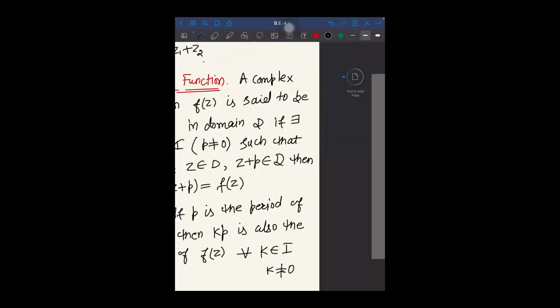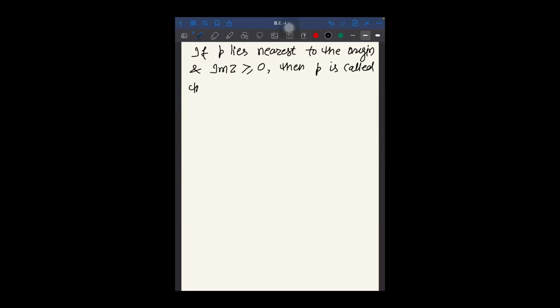So our next important note is what? If P lies nearest to the origin and the imaginary part of Z should be greater than or equal to 0, then P is called the fundamental period.